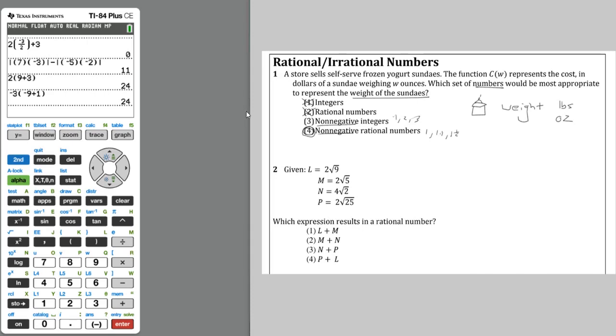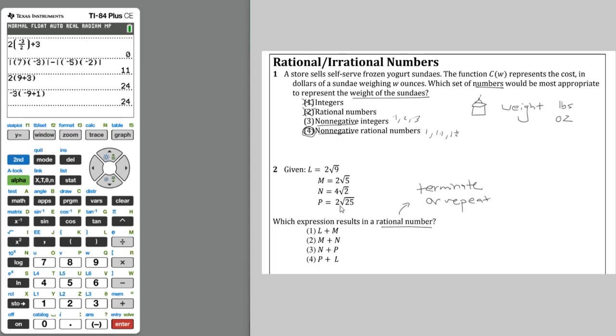All right, number 2, total calculator question. I have L, I have M, I have N, and I have P, all with radicals. Which expression results in a rational number? So again, have to remember what a rational number is. It can be a whole number, it can be a fraction, it can be a decimal, but it has to terminate, right, which means end, or repeat. If it's a decimal, it cannot go on and on forever with no pattern.